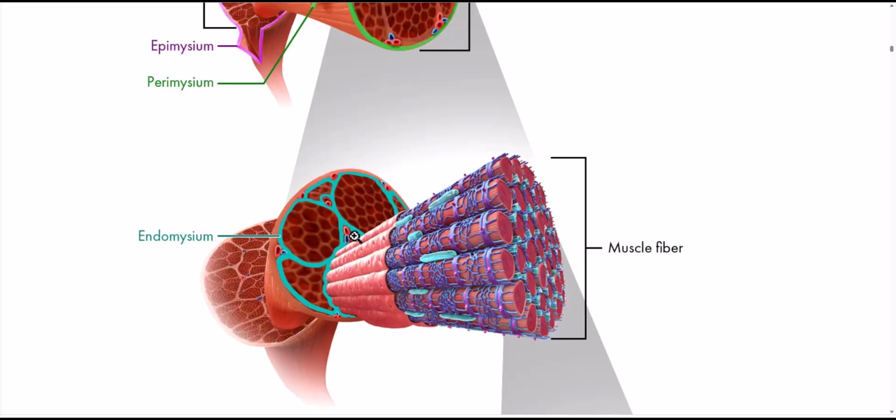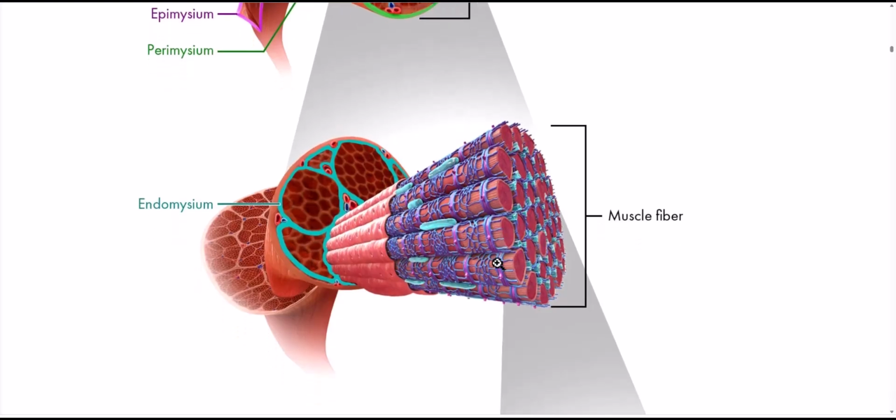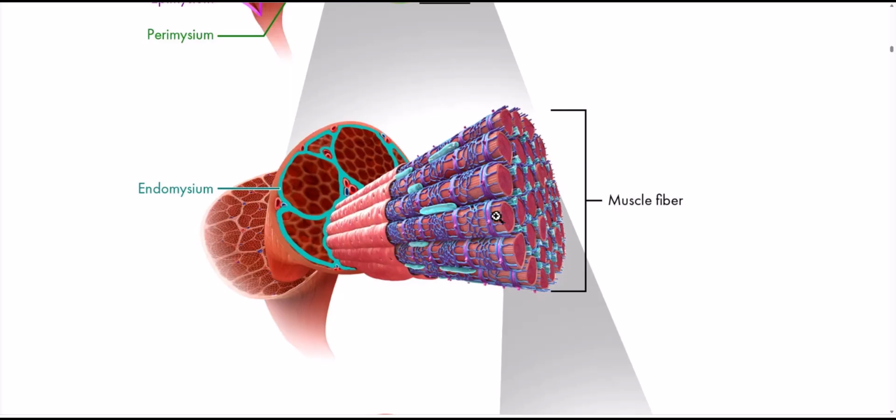Again, notice that these connective tissue layers are providing a space for blood vessels to be very intimately and very deeply connected into the muscle tissue. And then here's a muscle fiber, and we'll take a look at some of those special characteristics in a moment.